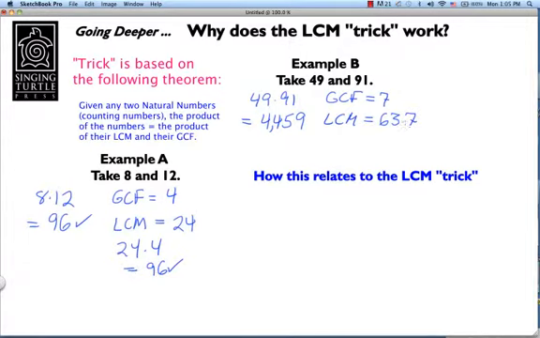Great. All we're going to do now is multiply 637 by 7. I'm going to do that up here. 637 times 7. And I know all of you can do this or do it on a calculator, so I'm going to just save some time. It's 4,459. Look at that. It is equal to the product of the numbers. Okay, quick little demonstration that this theorem appears to work. Okay, now, how does this theorem relate to the LCM trick or shortcut that I showed?